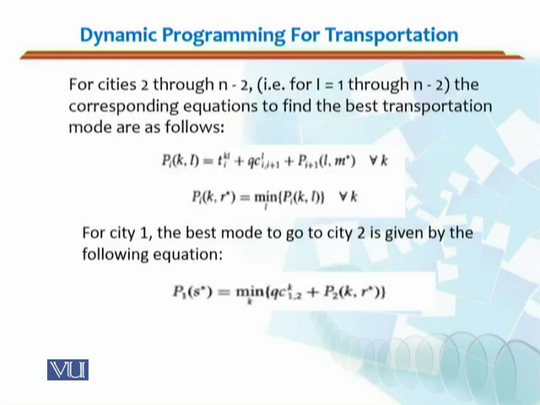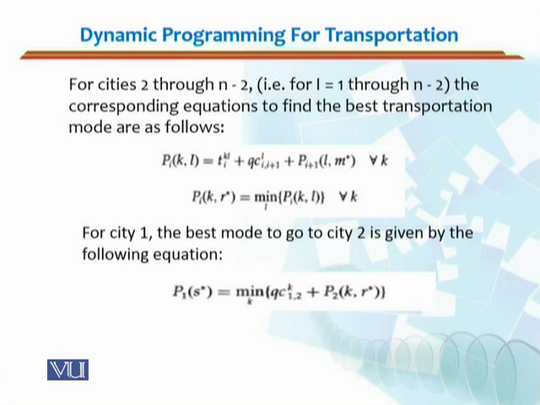Now from the last city stage, when you will move backward, so for cities 2 through N-2, that means all the intermediate stages, whatever cities are in between, for example if we have talked about up to city 4, then city 4 was the last stage, so city 3 and city 2 would be the intermediate stages. Do not take the last city now. The corresponding equation to find the best transportation modes are as follows. So there you have to modify the expressions. The expressions are given here.